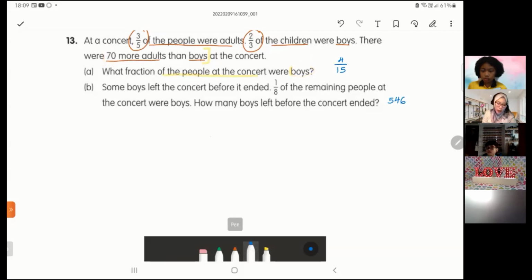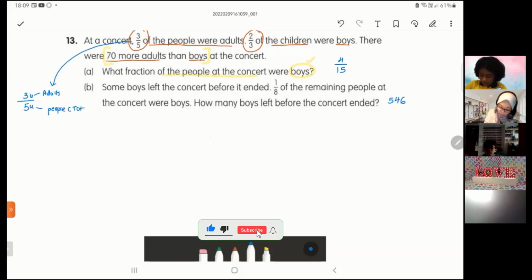Okay. Now, what I'm going to do here, I don't want to use fractions so much. I want to use units. Okay, I'm going to teach you how to use units for this question. Let's take out the fractions. 3/5. 3/5, okay, units, right? Of the people were adults. This is adults. This is the people. People means my total. Okay, total means everyone lah, children plus adults, everything.